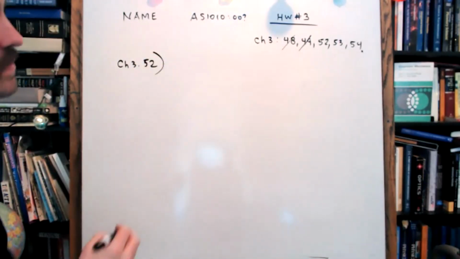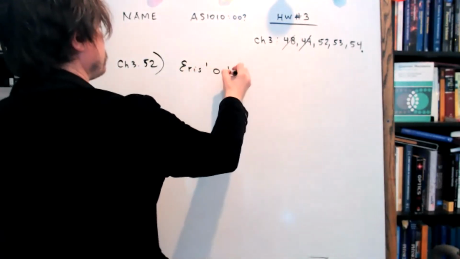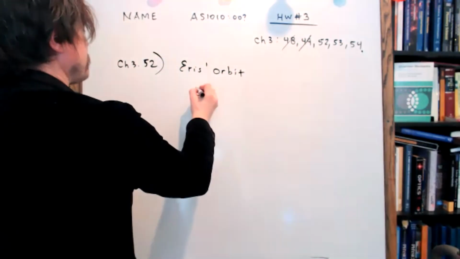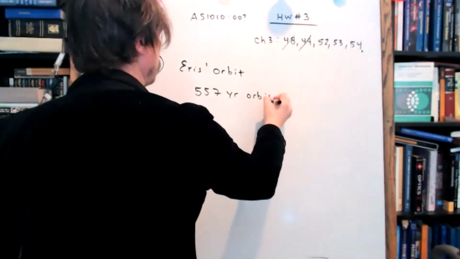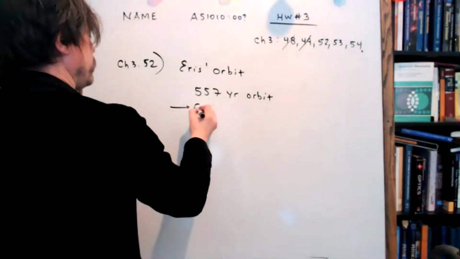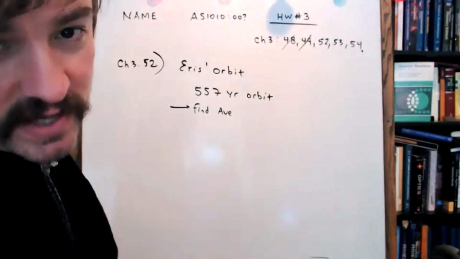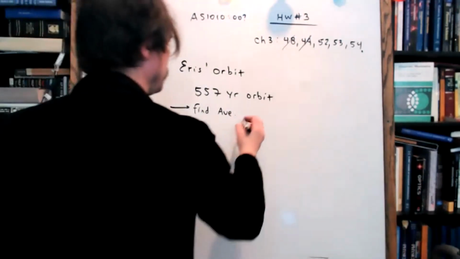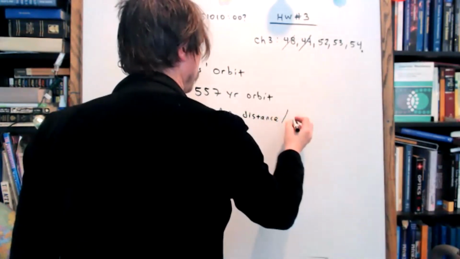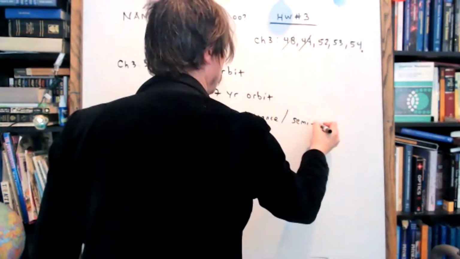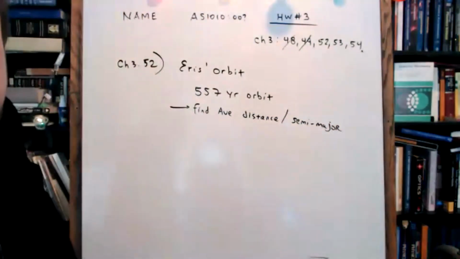Eris orbit. The dwarf planet Eris orbits the sun every 557 years. What is the average distance, in parentheses, semi-major axis from the sun? Do you guys know what Eris is? Who knows what Eris is? Sounds familiar, but I don't quite remember. Is it something in the Kuiper Belt? Yes. It is a dwarf planet in the Kuiper Belt.